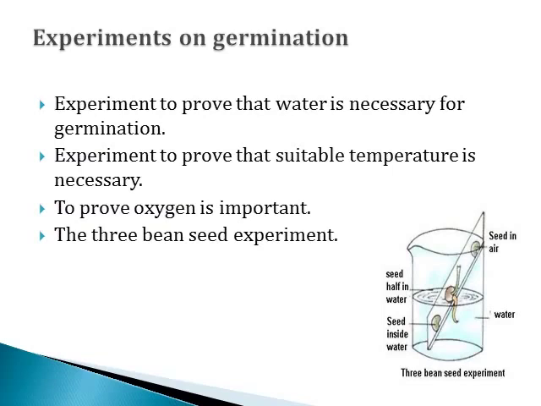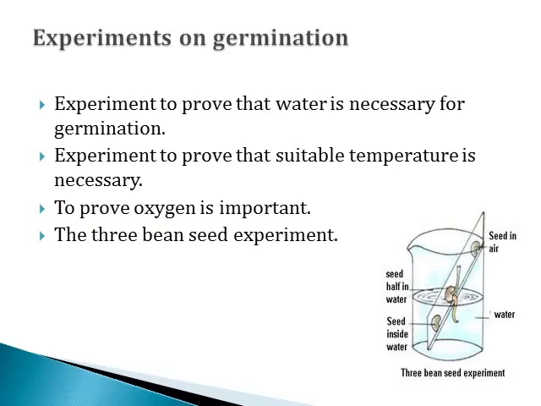So after a few days, what happens? The seeds in beaker A start to germinate, but the seeds in the beaker containing the pyrogallic acid do not germinate. Why? Because the oxygen present in the beaker was absorbed by that acid. So oxygen is important for germination.